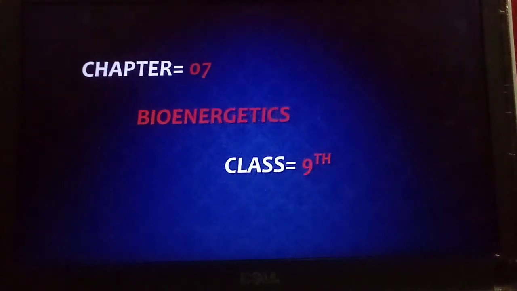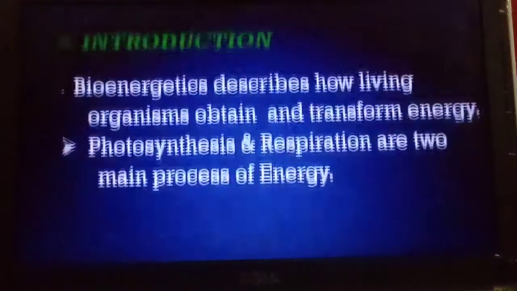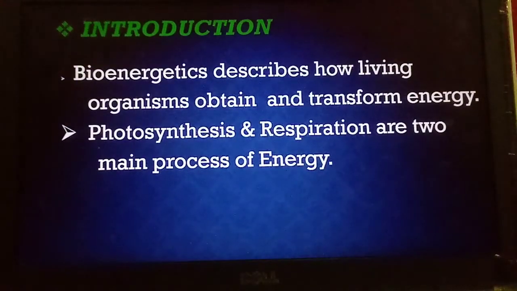We have chapter number 7, Bioenergetics, from biology class 9th. So let's start: what actually does bioenergetics mean? Bio means life and energetic means energy, related to energy or full of energy. Bioenergetics describes how living organisms obtain and transfer energy, meaning from where they get energy, how they get energy, and how they transfer this energy to other forms.